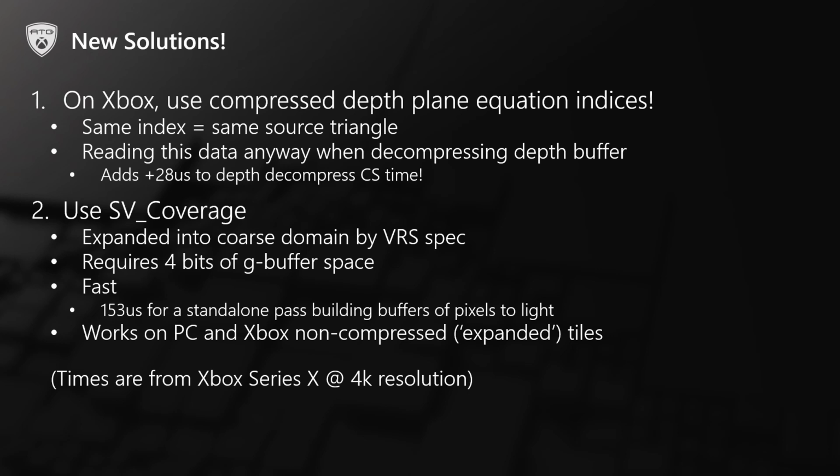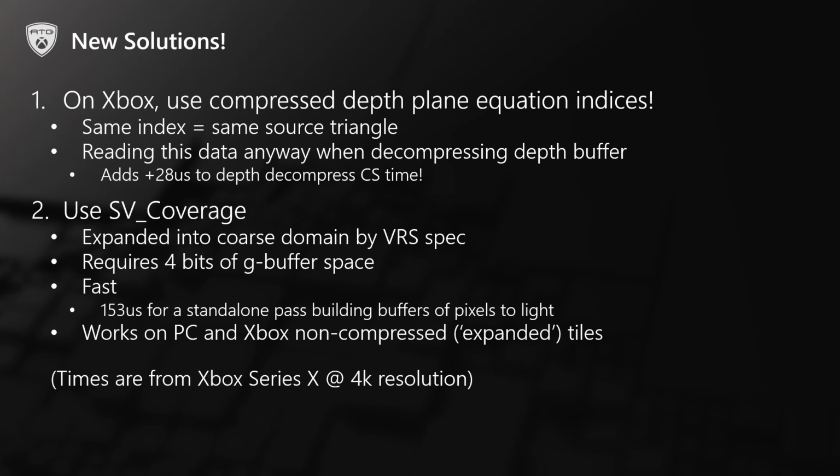The first is Xbox specific. So we have a compute shader that is reading compressed depth and writing out uncompressed depth. And when depth is compressed, if 2 pixels have the same index into the plane equations, then they're from the same source triangle. And this is exactly what we need. This is coverage. So I can modify this shader to write out all the data we need for sparse lighting. So that's the pixels to go light and the hole filling that needs to be done afterwards. And this is extremely cheap. This added only 28 microseconds to the cost of this compute shader.